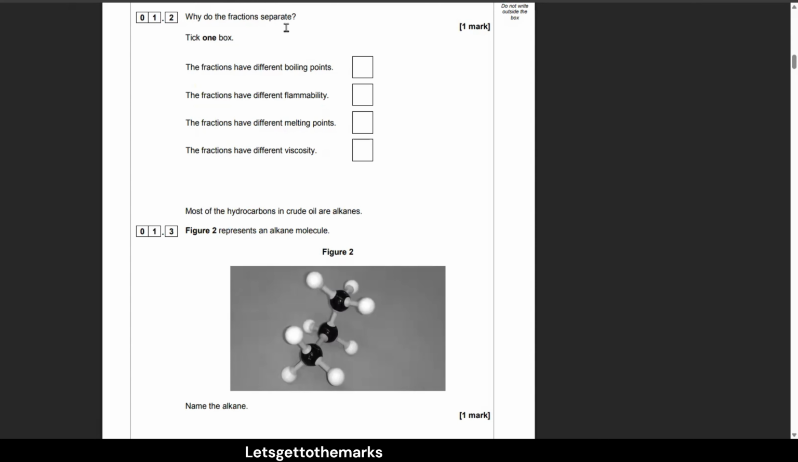1.2. Why do the fractions separate? So hopefully you can remember what I just said. Pause the video, have a go. Okay, the fractions separate because they have different boiling points, not melting points, because we've turned into a gas. Boiling point, condensing point, same thing. Okay, good. Let's move on.